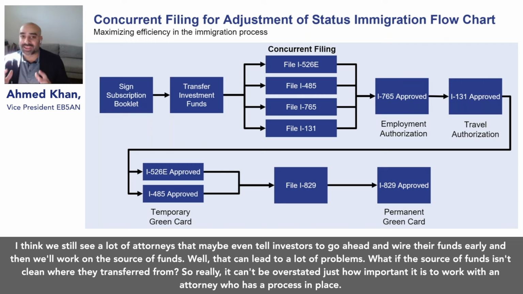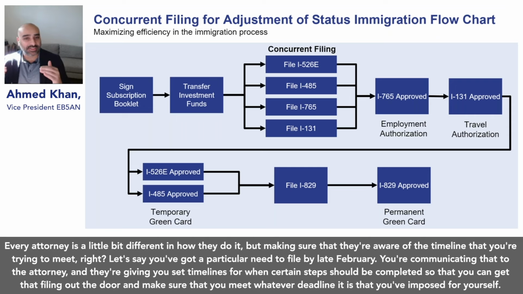So it can't be overstated just how important it is to work with an attorney who has a process in place. Every attorney is a little bit different in how they do it, but making sure that they're aware of the timeline that you're trying to meet, right? Let's say you've got a particular need to file by late February, you communicate that to the attorney, and they're giving you set timelines for when certain steps should be completed so that you can get that filing out the door and make sure that you meet whatever deadline it is that you've imposed for yourself.